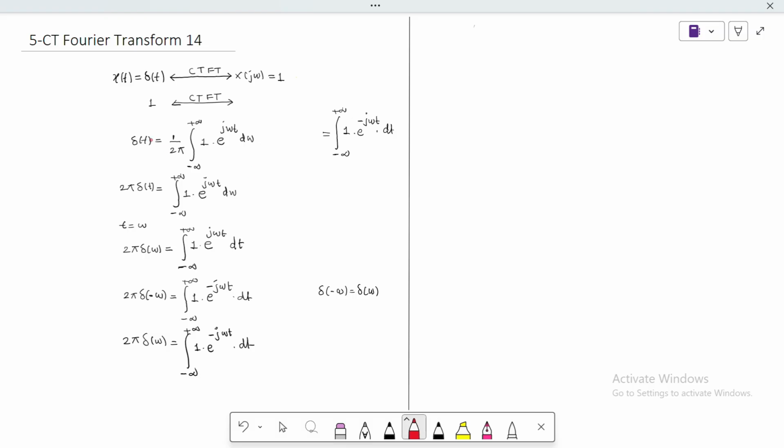So what we are getting here? The Fourier transform of one equals 2 pi into del of omega. This is called the duality property. Del of t has Fourier transform one, and one has Fourier transform 2 pi del of omega. So this is a constant. So this is the case.